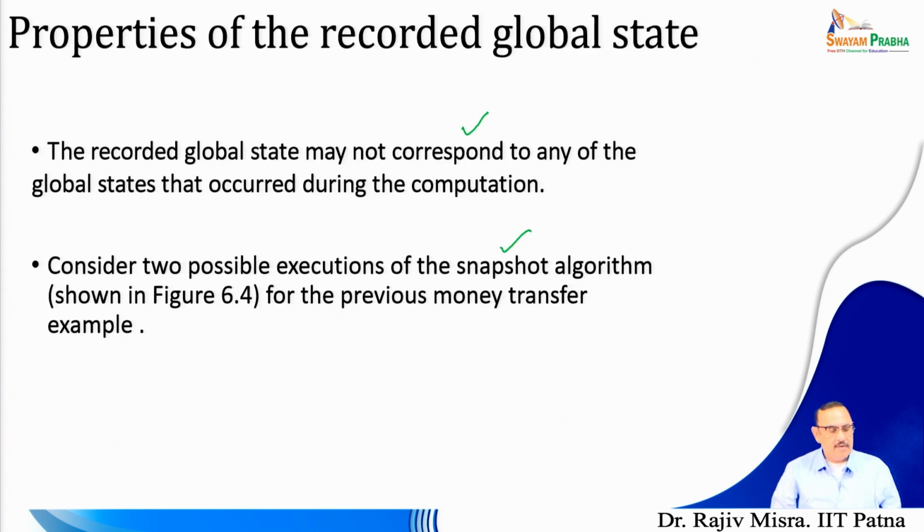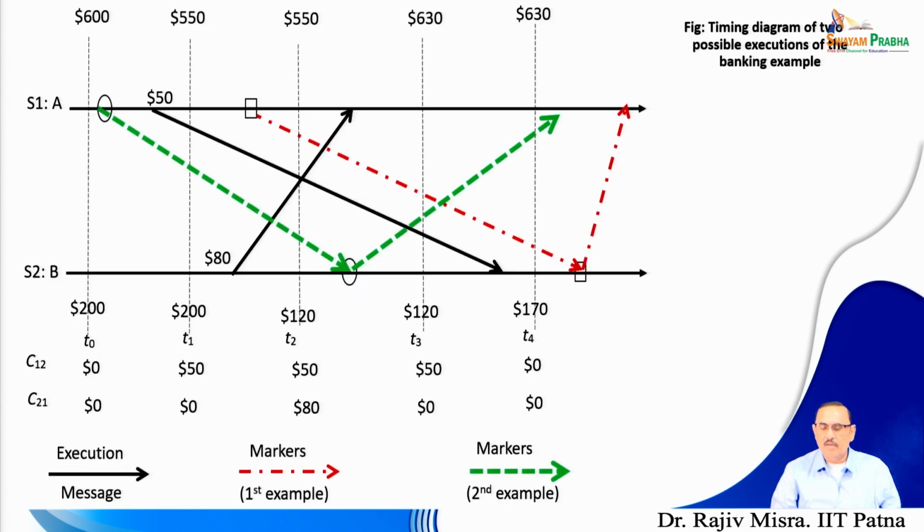Now, let us consider two possible executions of the snapshot algorithm for the previous money transfer example. Here, let us see this particular example of the markers. Here it records the state of a channel at this instance. So if it records the state of a channel, that means it records the state at this point.